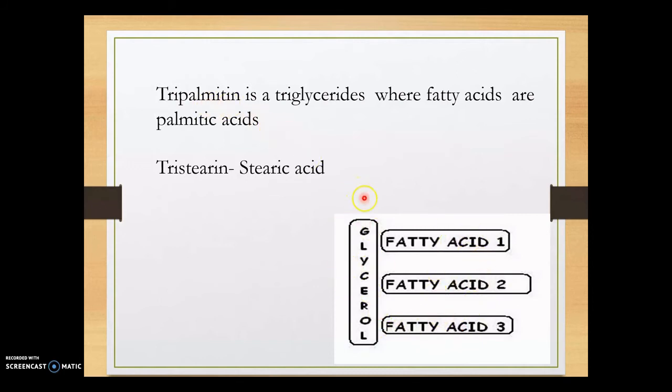If this compound is a tripalmitin, there will be one glycerol molecule. This fatty acid is named as what? Palmitic acid. 1, 2, 3. Three palmitic acids will be there in the tripalmitin. If this compound is a tristearin, this fatty acid will be what? Stearic acid. Three stearic acids.